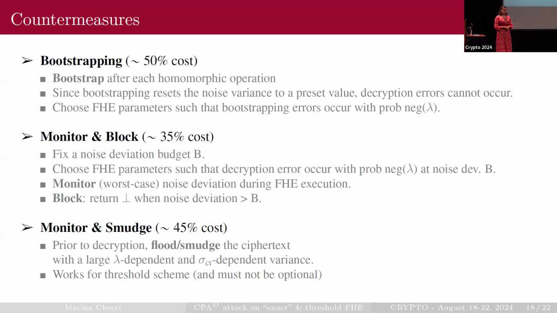And one way to guarantee this is to bootstrap after each homomorphic operation, including additions. Just a word about bootstrapping, because nowadays the bootstrapping error is seen as a reliability issue and not a security one, but we should see it as a security one, and so parameters should be modified to have a negligible in lambda probability of error. And the two other countermeasures are the monitor and block technique that refuses to decrypt when the noise deviation is too large, and the monitor and smudge that embeds flooding into the decryption process, as in threshold.